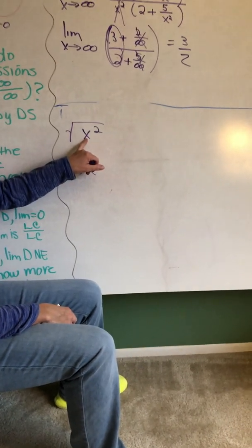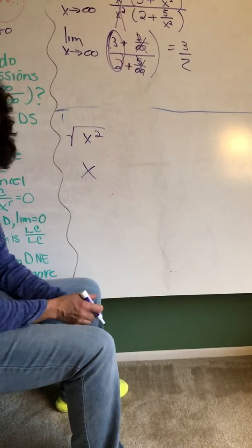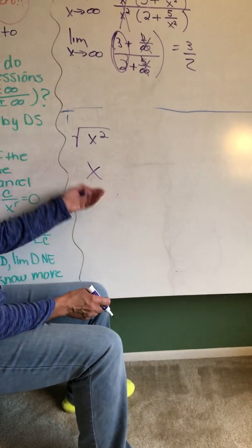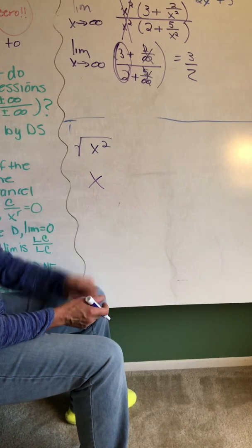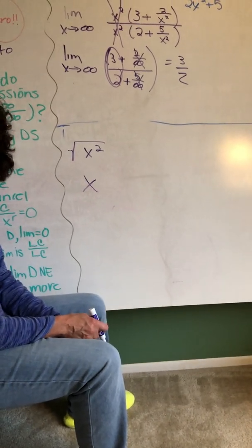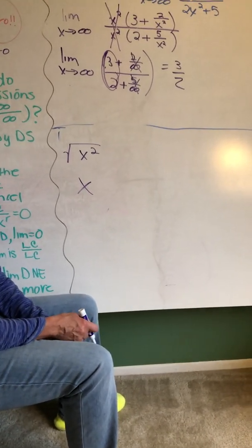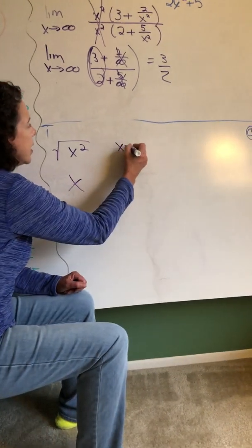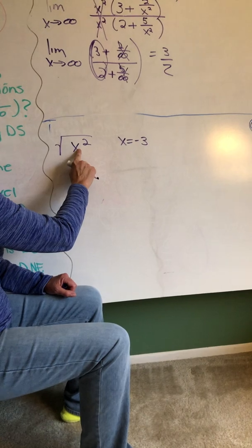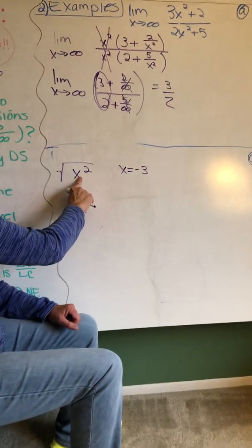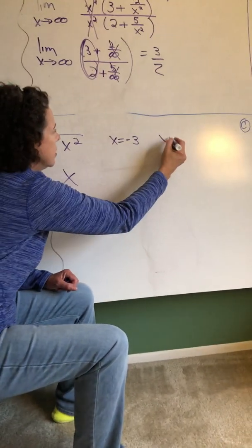Take a look here. Any x I put in here, if I square it and take the square root, it's going to be positive. Here, this x could be positive or negative, right? So it's not really true that the square root of x squared is x. Did you know that? Let's say x is negative 3. When I square a negative 3, I get 9. The square root of 9 is 3.